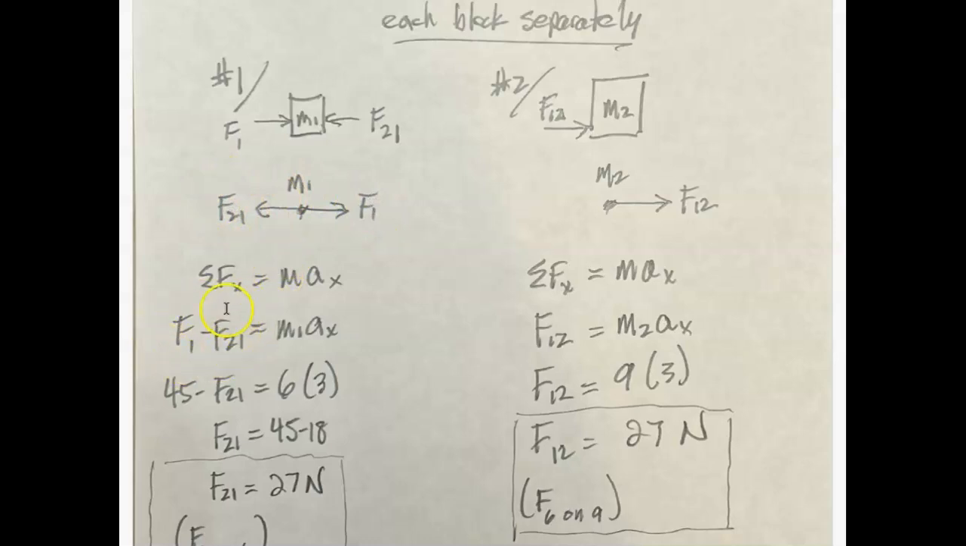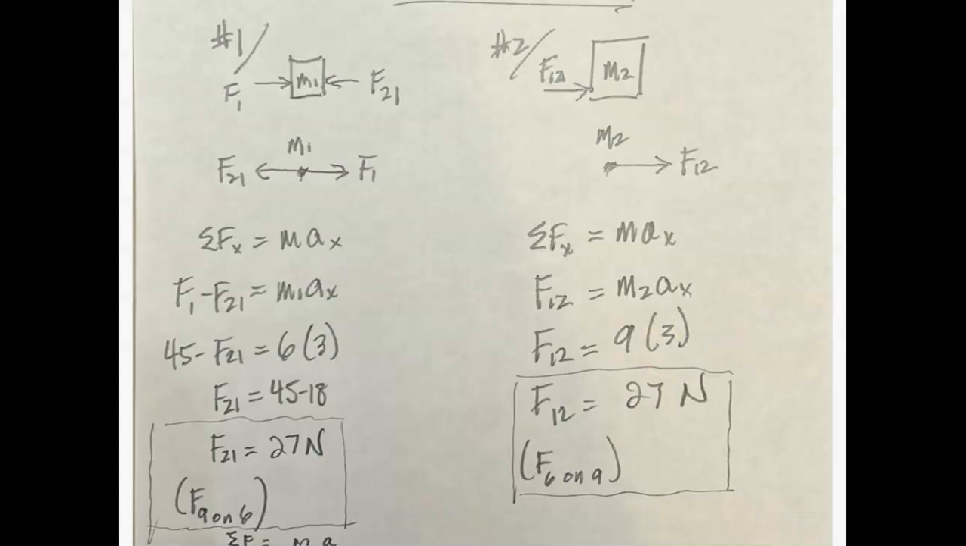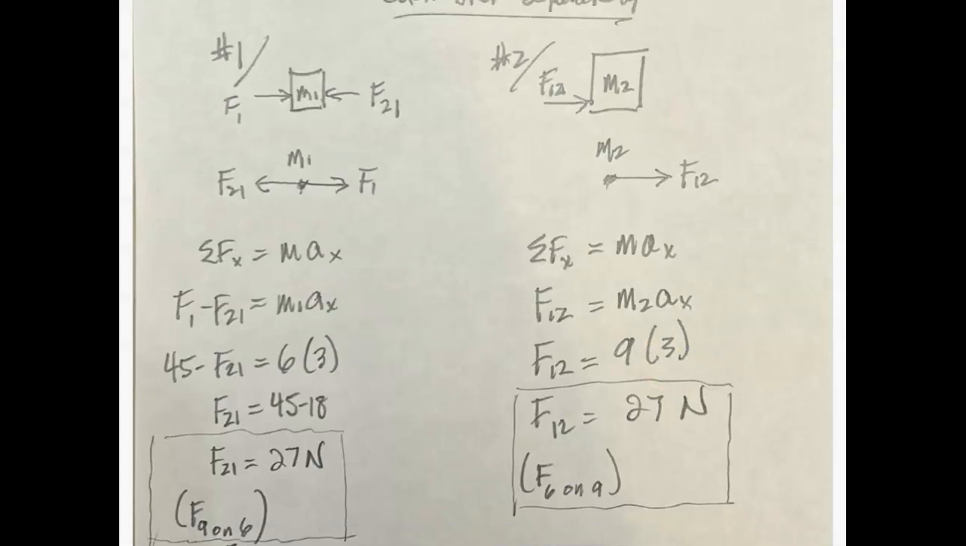So here you see my sum of forces, and remember, these are the forces acting on only block 1. So I only use the mass of block number 1 here, which is 6 kilograms. I know F1 is 45. I know the acceleration from the very first part of the problem that I found was 3 meters per second squared. So I can solve for the force of 2 on 1, and that comes out to be 27 newtons, which is also on the sheet referred to as F9 on 6.